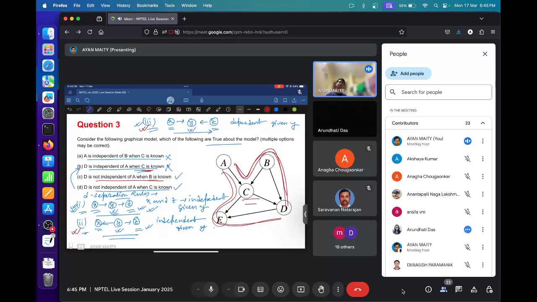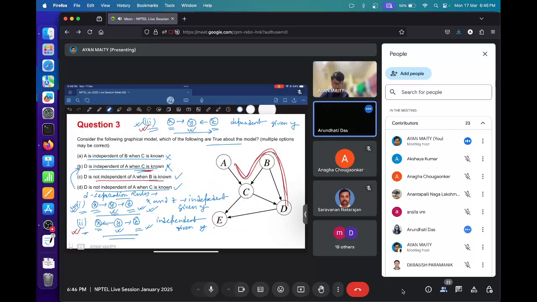But it's not about whether all the paths are going through C or not. You can have other paths which are not going through C. Still, you have to analyze those paths. You could have had a direct edge from A to D. In that case, it is not going through C, but a direct edge from A to D basically means A and D are directly related. They are certainly dependent on each other. So you have to analyze all the paths, not just those paths which go through C.